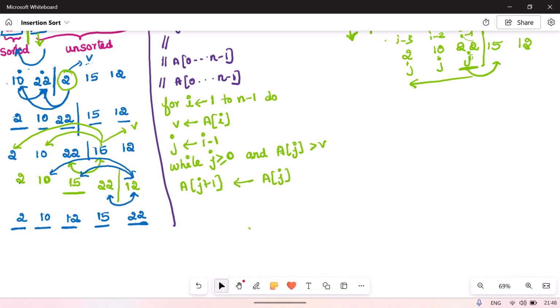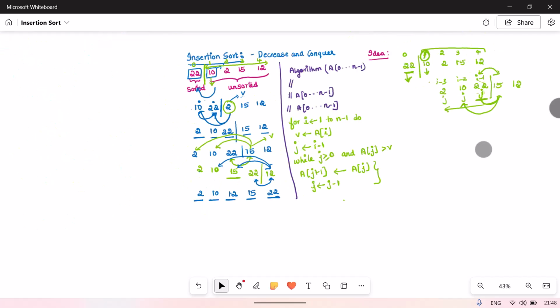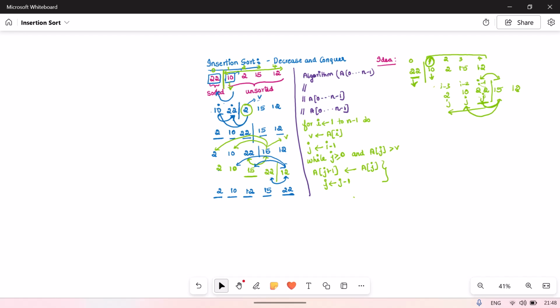Then once this is compared, 22 and 15, then 10 and 15 also has to be compared. So J has to decrease by 1. So J is J minus 1. Okay, these two statements will come under the loop. And once this iteration is done, then the last statement that I will have is whatever V is there, that will be put into its right position.